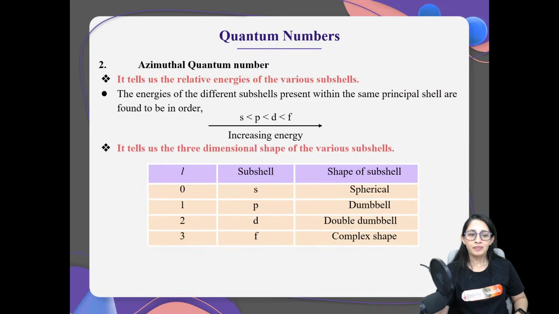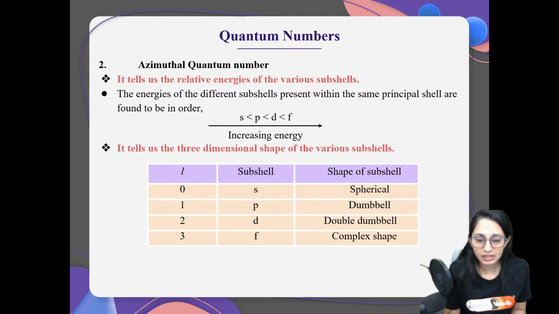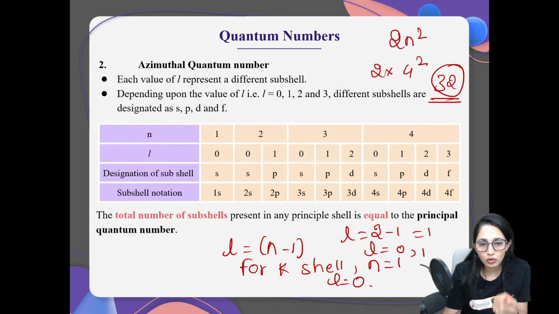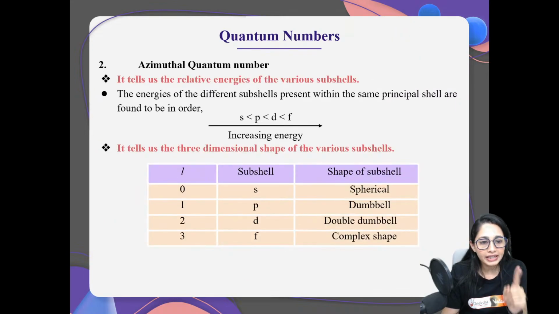Keep it up. Next, azimuthal quantum number. We are still discussing that. See here, azimuthal quantum number is represented by the letter l, small l, and l is equal to n minus 1. It tells us the relative energies of the various subshells. The energies of the different subshells present within the same principal shell are found to be in order: s has the least energy, next p, d and f. s, p, d, f.